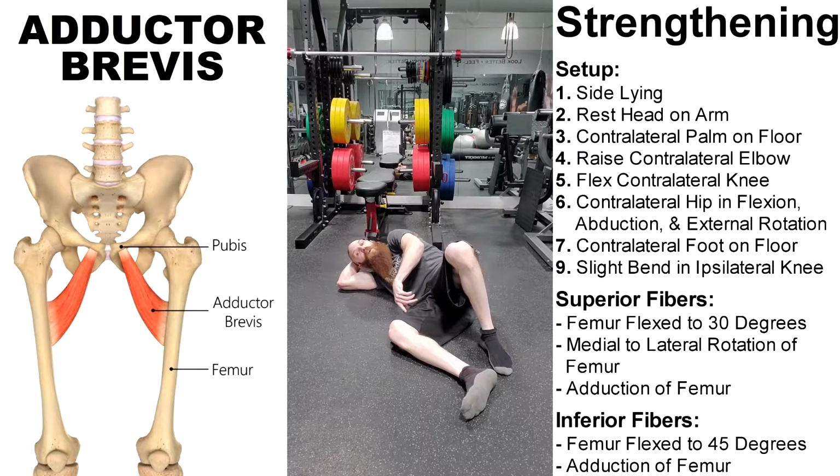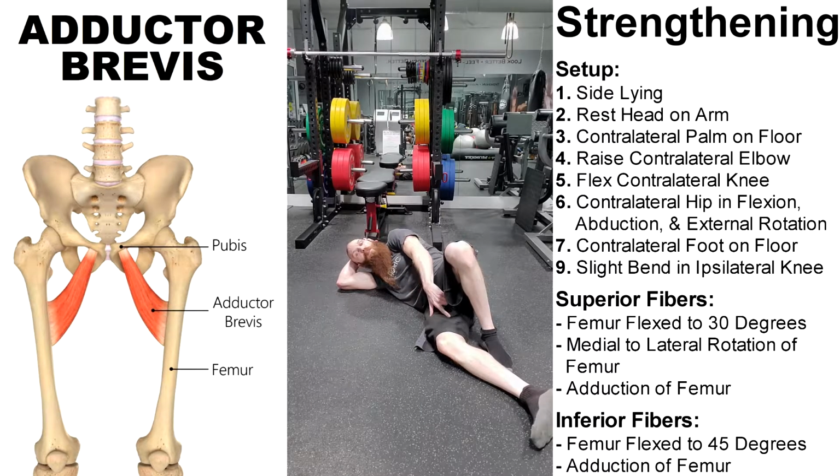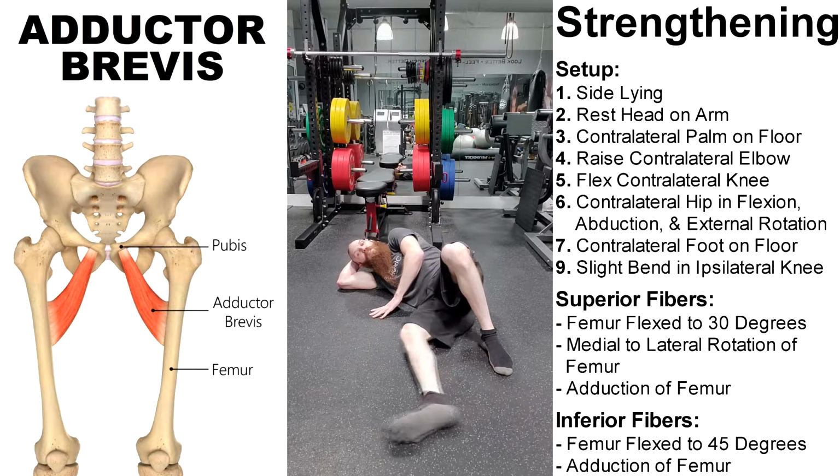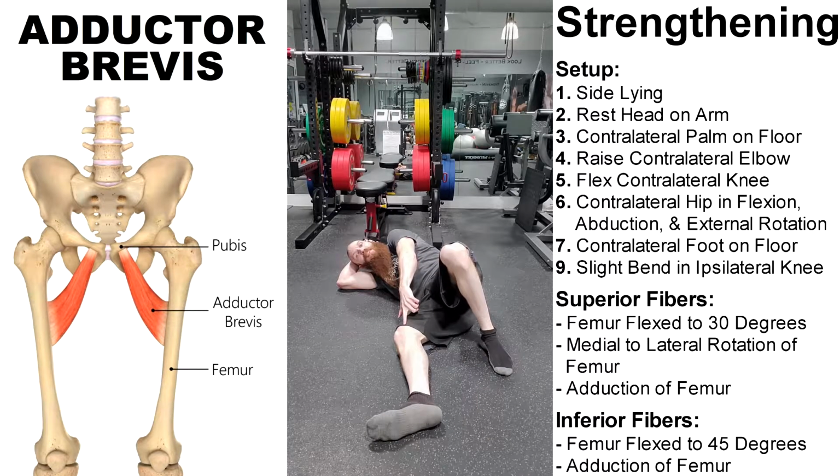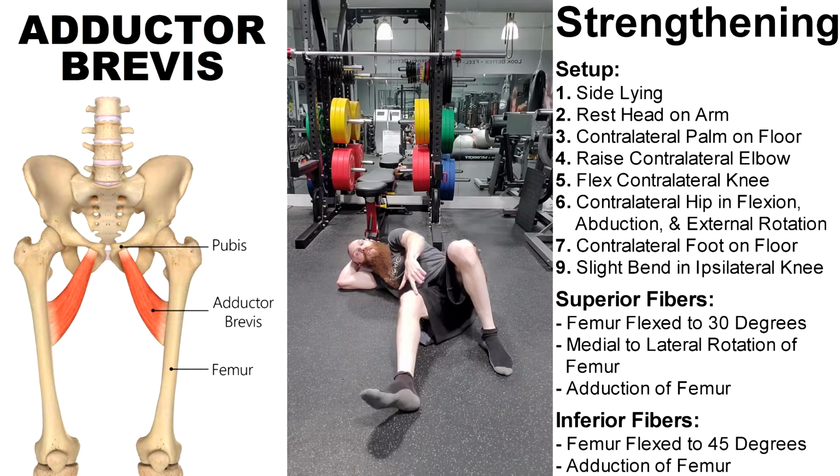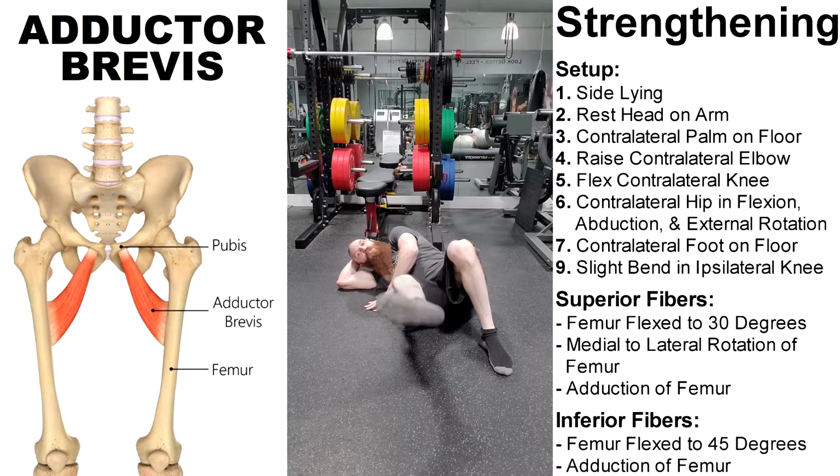Then the bottom leg, that's the working leg. If we want to target the superior fibers, what we're going to do is flex the femur to 30 degrees. We're going to maintain a slight bend in the knee, and we want to start in a medially rotated position. Then, principle of action, we're going to do a combination of adduction and external rotation, and we want to prioritize the lateral rotation over the adduction, and that's for the superior fibers.